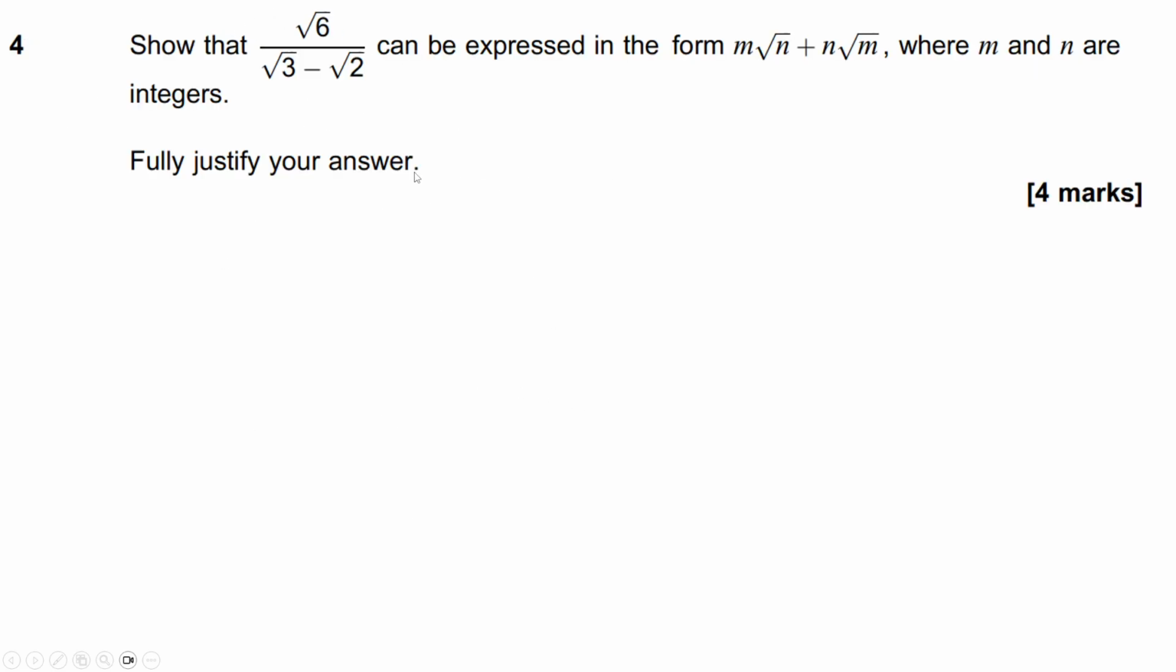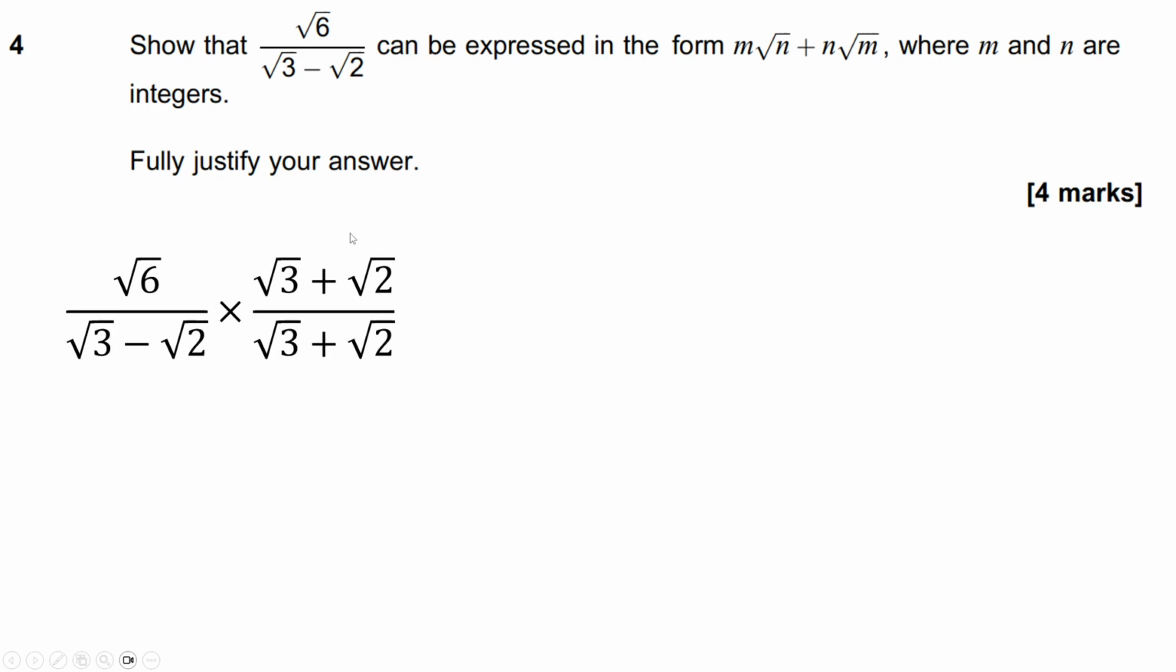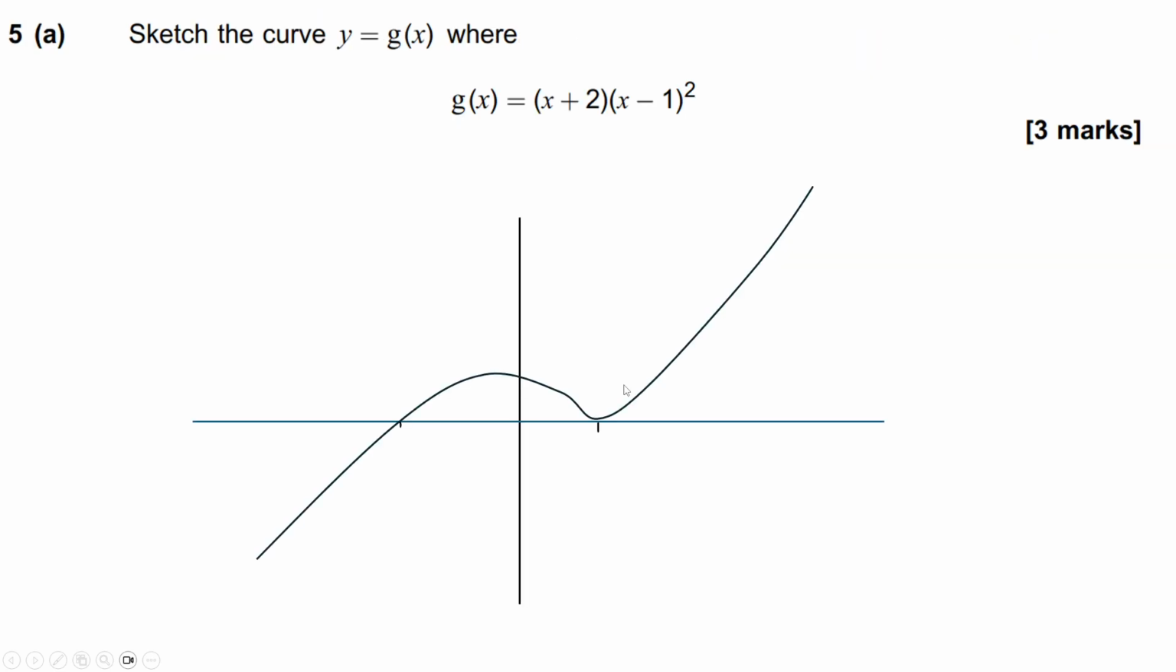Show that this can be expressed in this form. This is just rationalizing the denominator. This is GCSE stuff. This will be root 18 plus root 12, and then this will be 3 minus 2, which is just 1. So you don't have anything on the bottom basically. And then root 18 is root 9 multiplied by root 2, which is 3 root 2. And then root 12 is just 2 root 3. Yeah, and then you'll just get that.